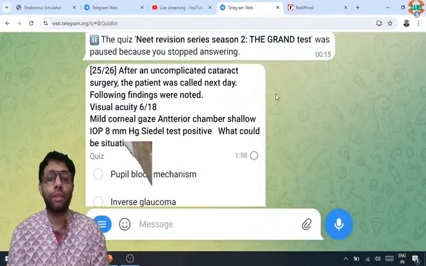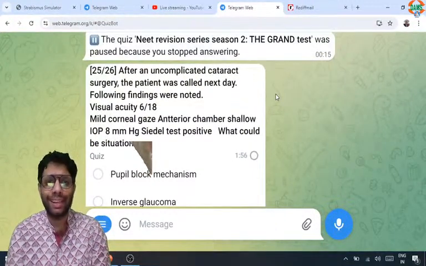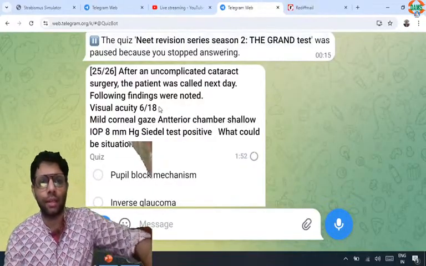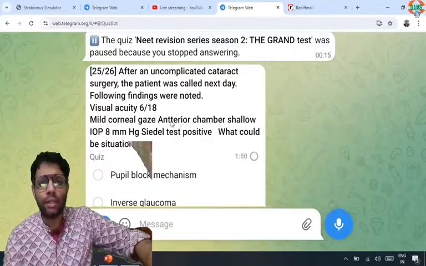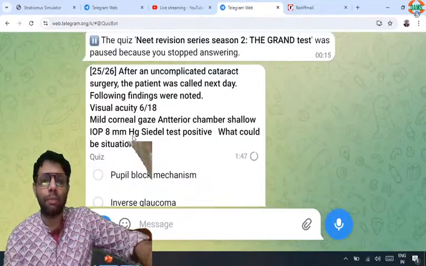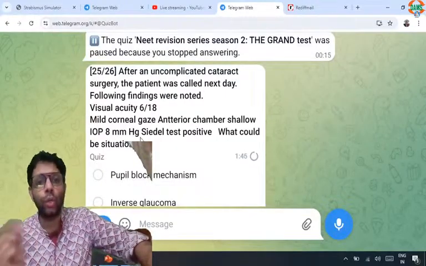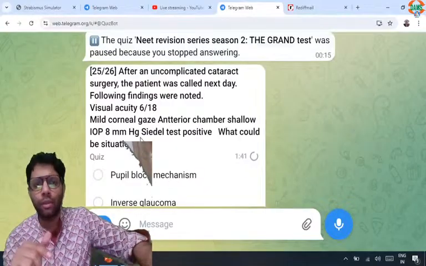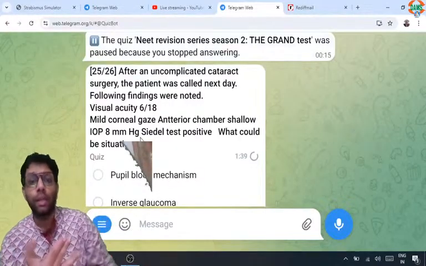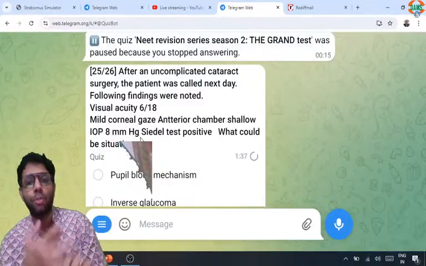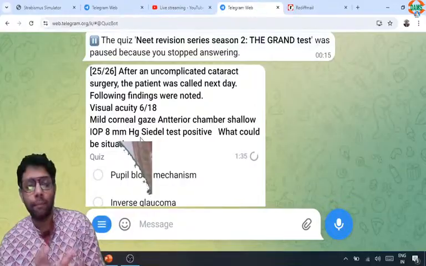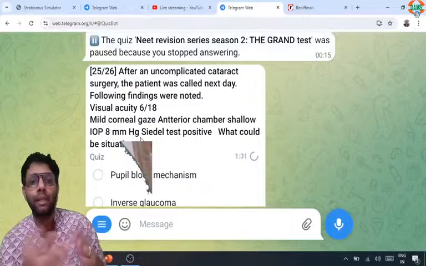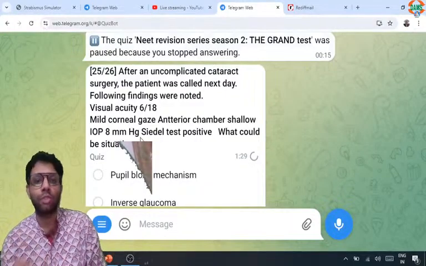Okay, 25th, last. Uncomplicated cataract surgery. The patient was called next day. Following findings: visual acuity slightly less, mild corneal haze, anterior chamber shallow, 8 mm. So this is a shallow anterior chamber and low IOP. What are the three differentials of a shallow anterior chamber and high IOP? All three I mentioned today only. It can be suprachoroidal hemorrhage, which can be post-op as well. Second, pupil block mechanism. Third, malignant glaucoma, that is aqueous misdirection glaucoma.